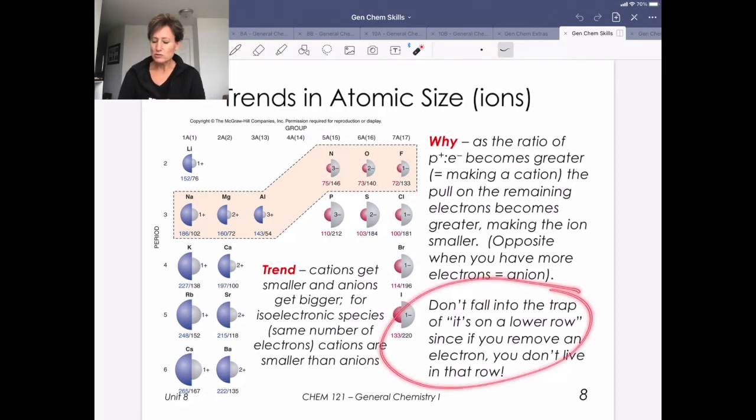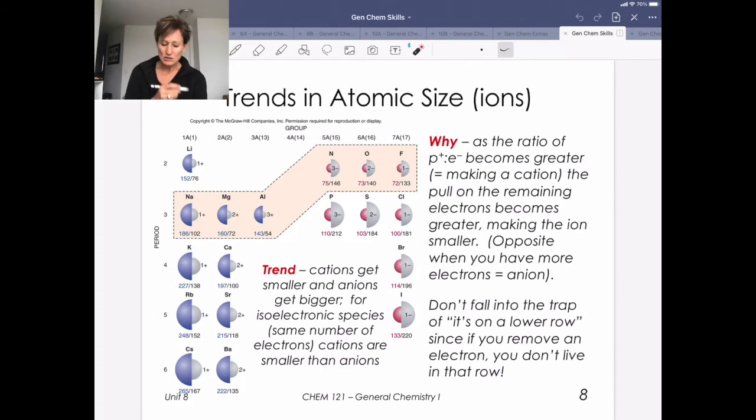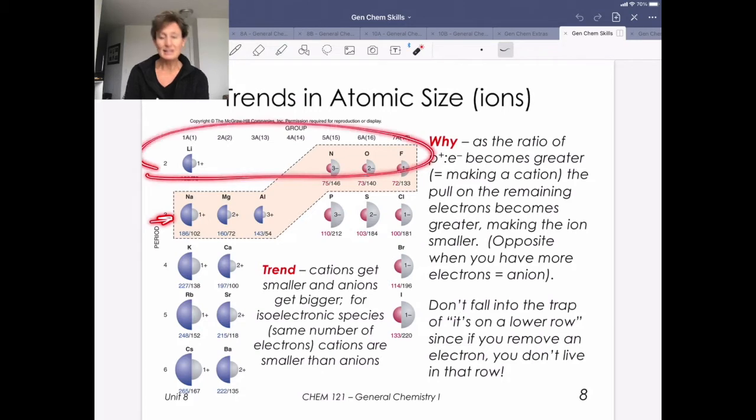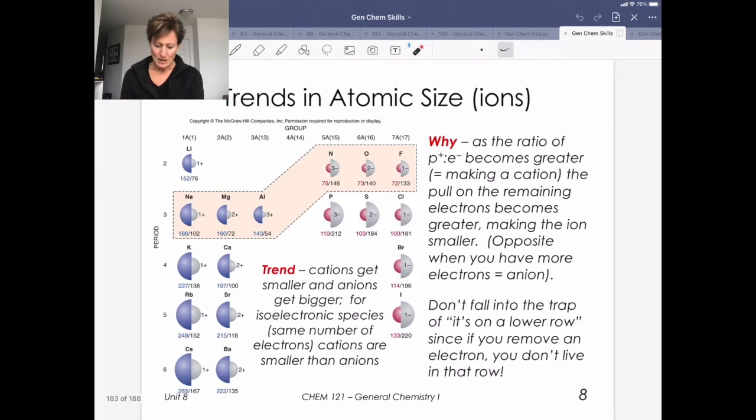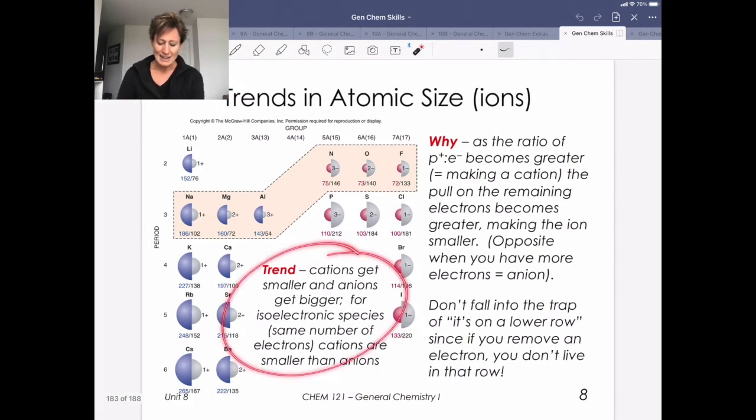Again, a little bit of a trap here. Don't fall into the trap of thinking that because it's on a lower row, it stays bigger, since if you remove an electron, you don't live in that row. So that has to do with thinking about sodium here. When we remove that one valence electron in the outer shell, we no longer live in row 3. Now we only have electrons that live in row 2. So I have a principal quantum number of 2. Okay. Again, trend here: cations tend to get smaller, anions tend to get bigger.